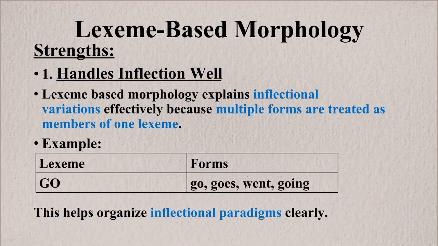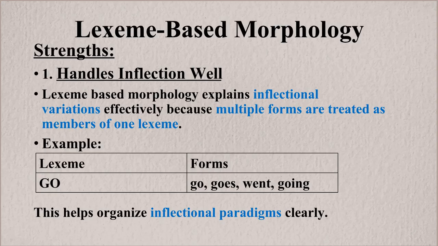Now let's talk about its strengths. One important strength of the Lexeme-based approach is that it handles inflection very effectively. In this approach, different word forms are not treated as separate items. Instead, they are treated as members of a single lexeme. This allows us to group related forms together in a meaningful way.